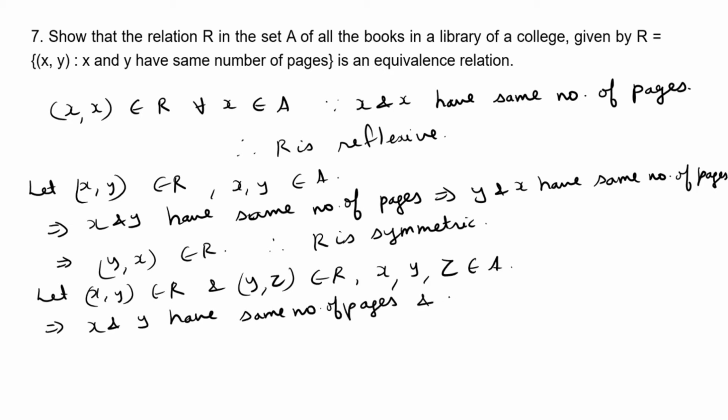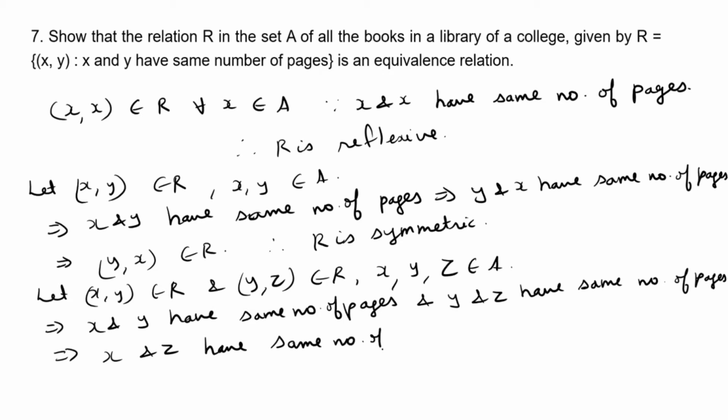And y comma z belongs to R means y and z have the same number of pages. So this means all x, y, z, all these three books have the same number of pages. So this implies x and z have the same number of pages. So if x and y have the same number of pages, then it belongs to the relation R. So this implies x comma z belongs to R.